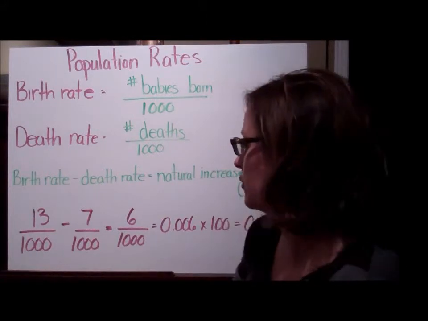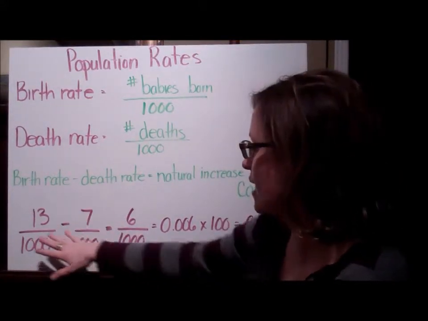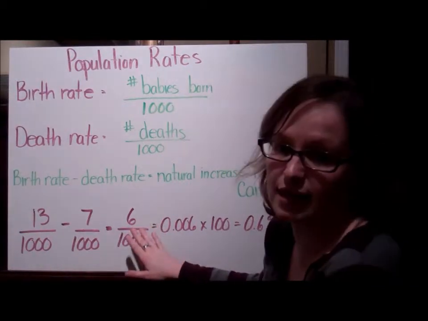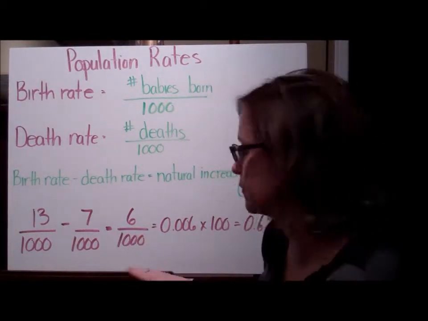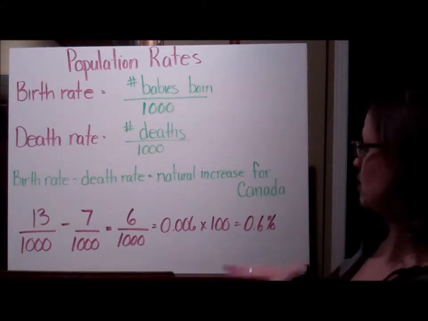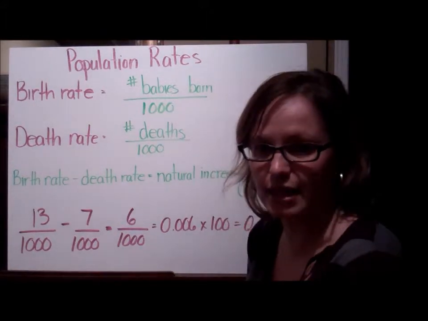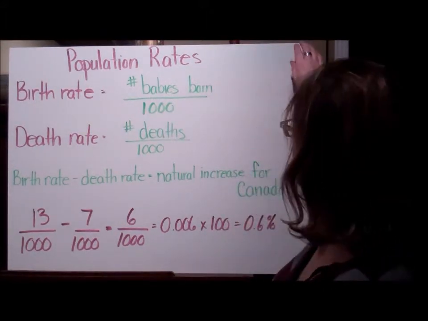So here's my example. If there are 13 births for every 1,000 people and 7 deaths, you minus those two numbers and you get 6 for every 1,000 people per year. And that equals a population increase of 0.6%. So our population is rising by that amount every year.